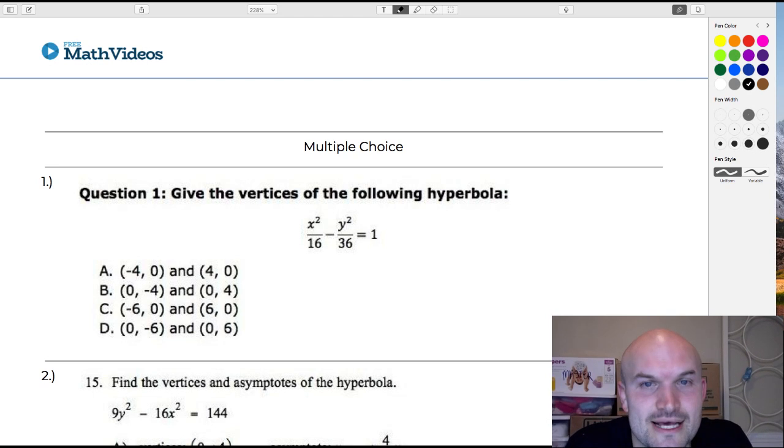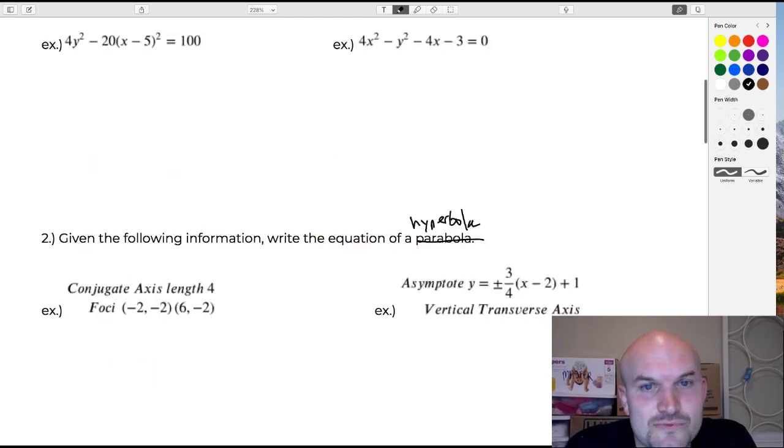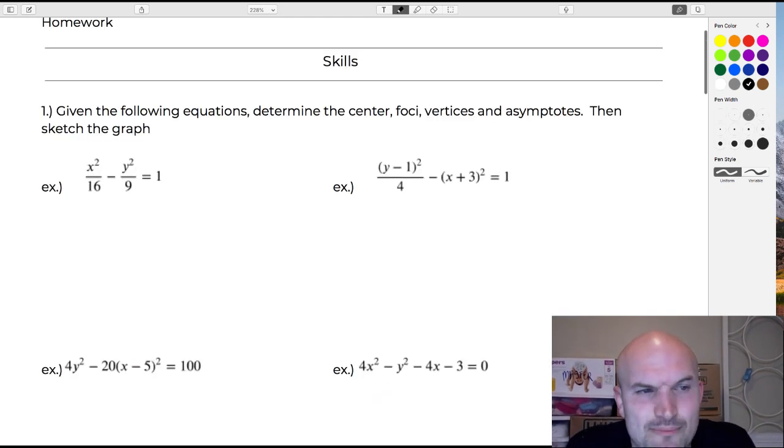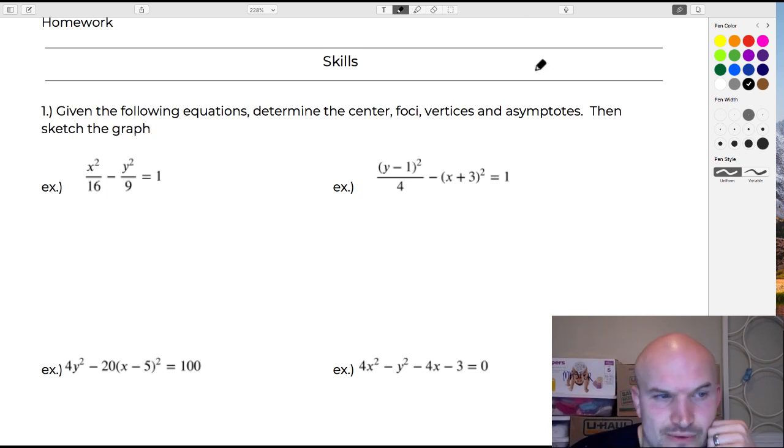Let's go ahead and get into this work, and I'll take a break midway through. Given the following questions, determine the center, the foci, the vertices, the asymptotes, then sketch a graph. Obviously, this is something that we've already covered in my class, so for anyone new on the live stream, I'm not going to go through an introduction of this work. Basically, what I'm going to do is quickly go over some of the formulas and definitions that we have.